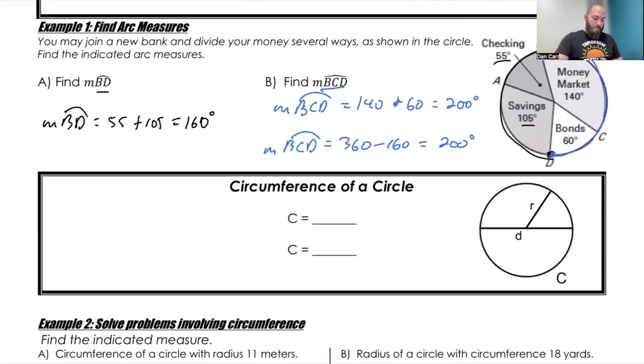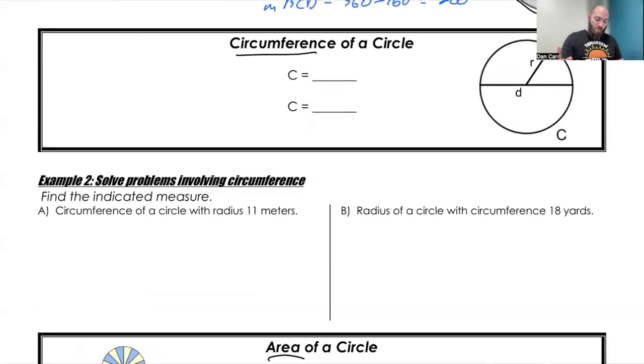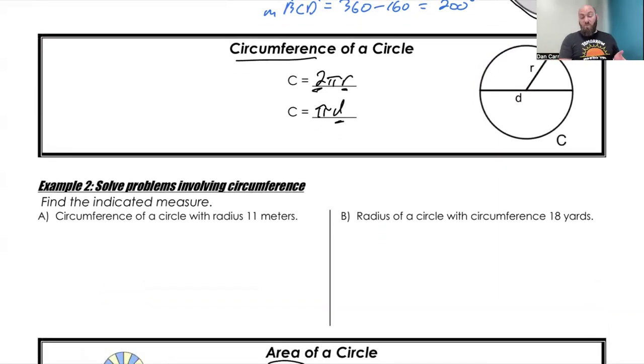Two more things today: circumference and area of a circle. I brought up circumference, and there's a formula for that. The formula for circumference is 2 times pi times radius, or pi times diameter, because remember, 2 times the radius is the same as diameter. So we can see some problems with that.